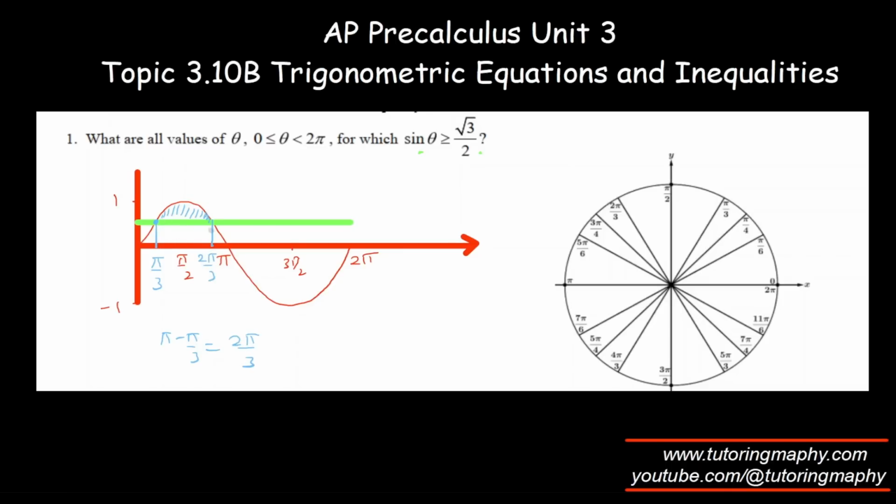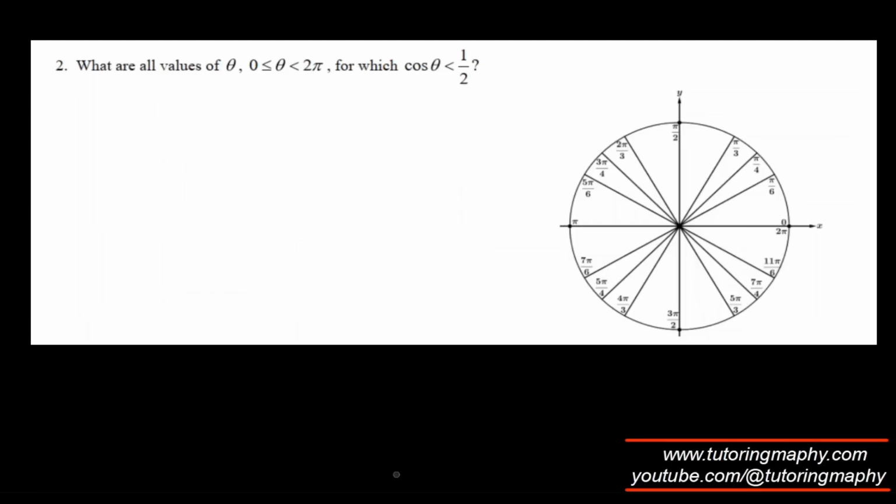So my answer is just between these two, and since equal to root 3 over 2 is also allowed, I will say that my answer is pi over 3 included to 2 pi over 3 also included. So that is the final answer. All right, so this is purely dependent on the graph.